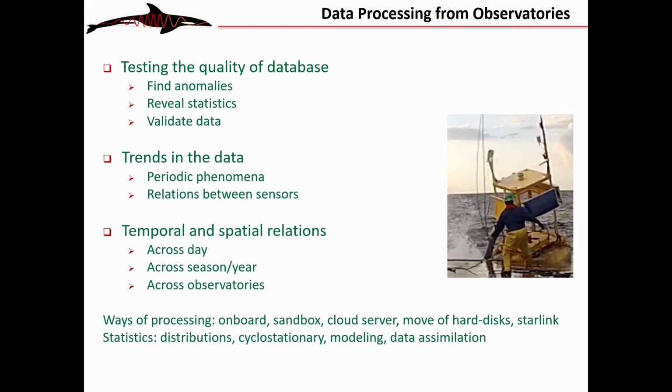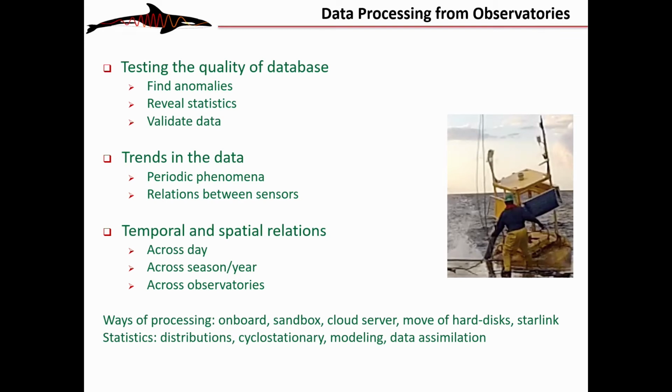Relations between the sensors don't have to be simple correlations, because usually these relations are not linear. So here machine learning kicks in really hard. And then temporal and spatial relations, where you observe, again, periodicities or trends across different time zones.